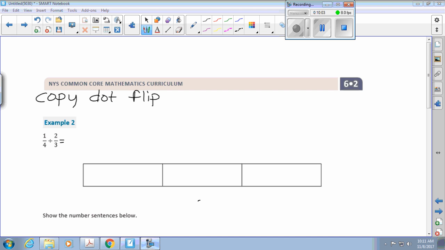Okay, so we had some kids flipping the first number, and I told them otherwise. So we need to make sure we keep that first number the same. We are not touching that. We're just copying it. We're keeping it. And then dot means multiplication. So copy, dot, flip. What's the reciprocal of 2/3? Madison, what's the reciprocal of 2/3? 3 over 2.